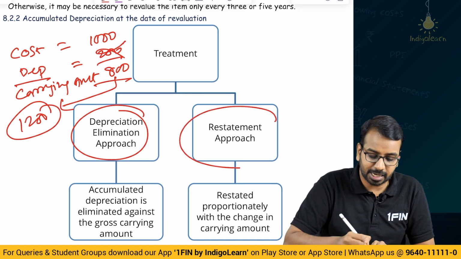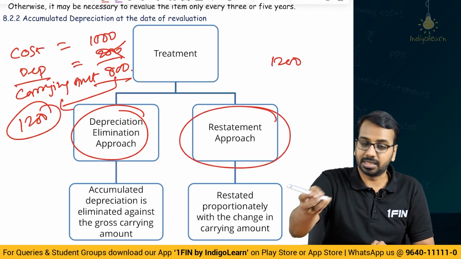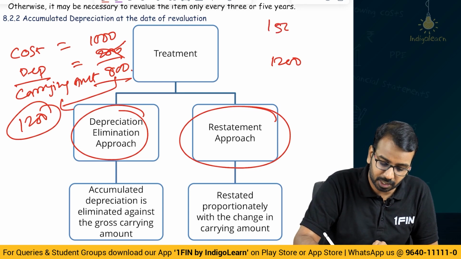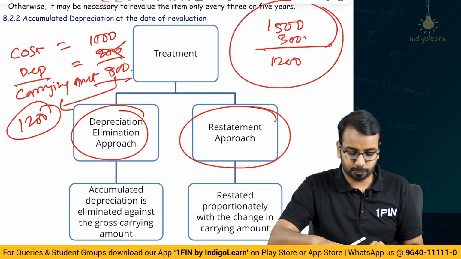The other one is the restatement approach. In that case what do I do? 800 I will make it 1200, that is an increase of 50%. So this I will make it 1500 and this I will make it 300. So this is called the restatement approach.